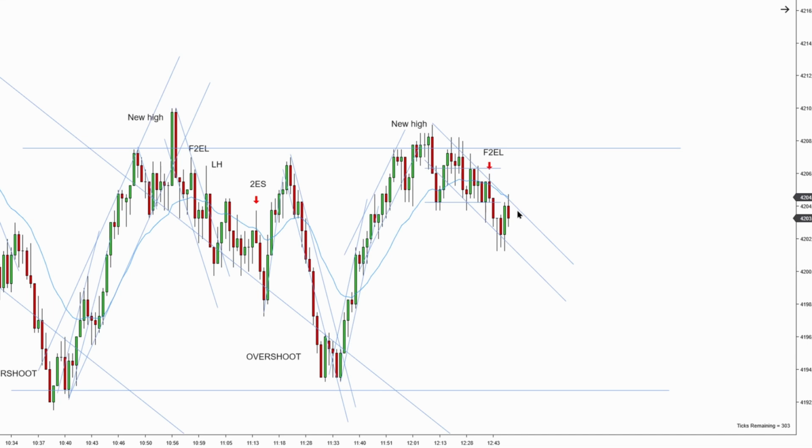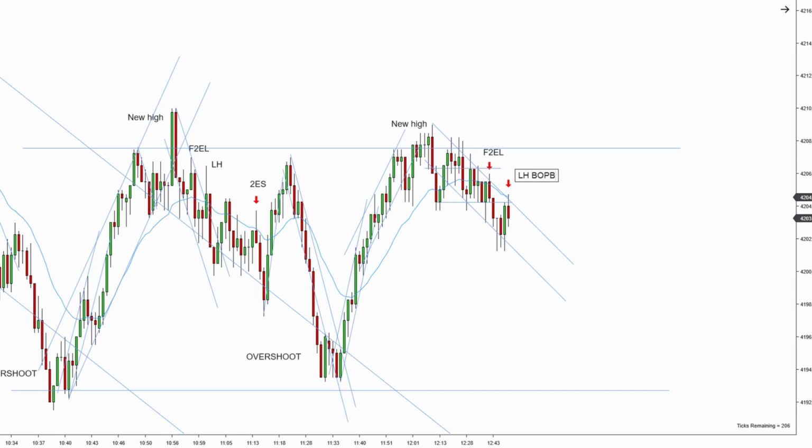We have a breakout pullback. We have a lower high of this failed second entry long, confirming the downtrend, confirming the EMA, and confirming the breakout pullback. So we have 3 key entry points, which adds more confidence to the setup. And this is a nice lower high, breakout pullback, great high probability setup.